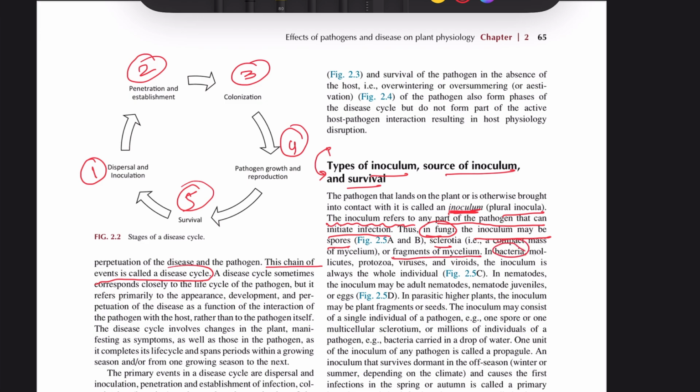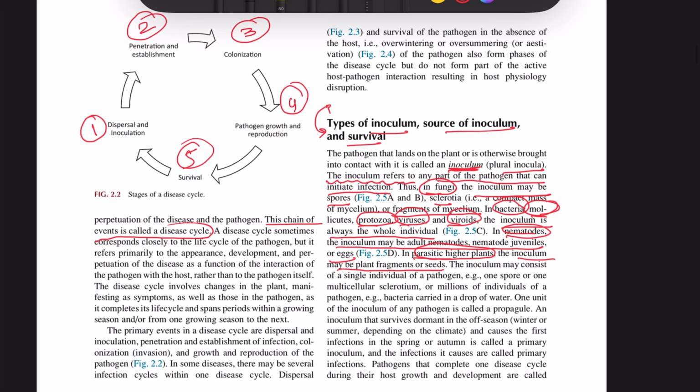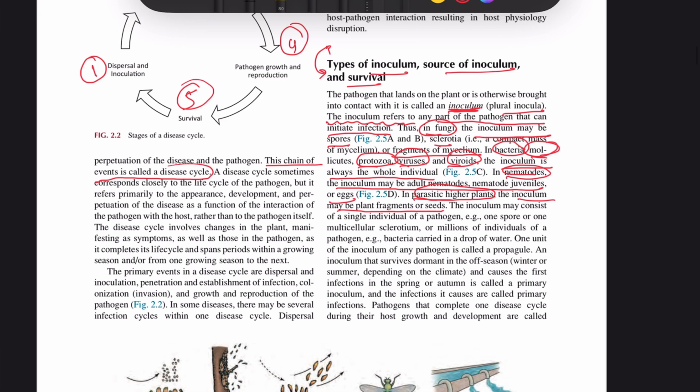In bacteria, mollicutes, protozoa, viruses, and viroids, the inoculum is always the whole individual. In nematodes, the inoculum may be adult nematodes, nematode juveniles, or eggs. In plant parasitic higher plants, the inoculum may be plant fragments or seeds. Okay. So, one unit of the inoculum of any pathogen is called a propagule.